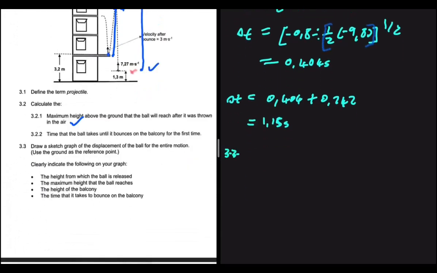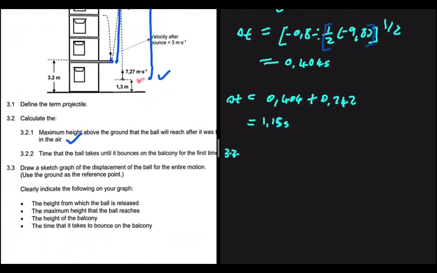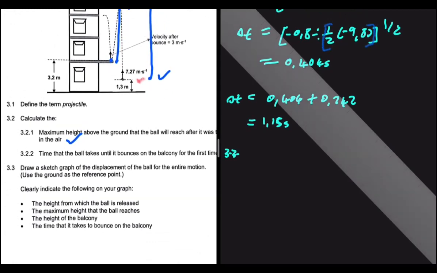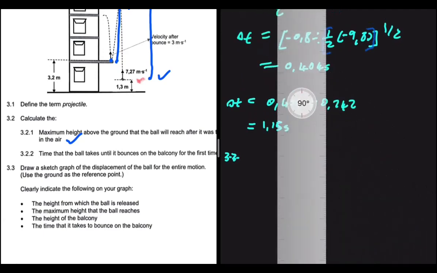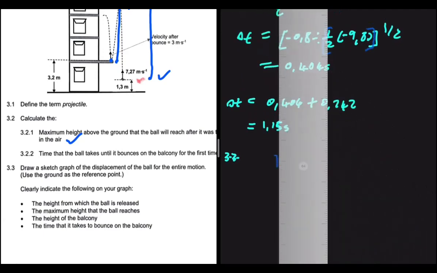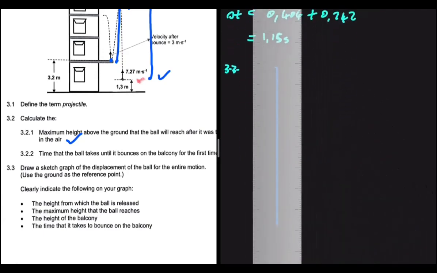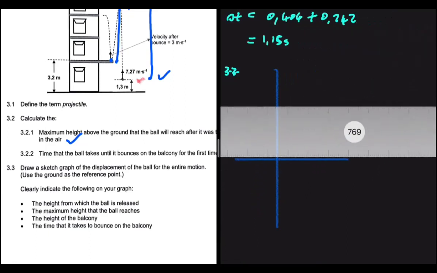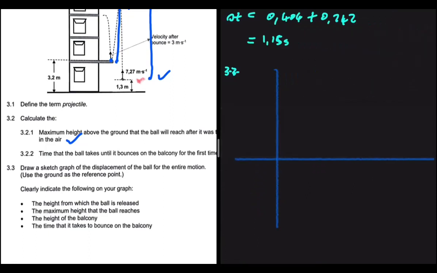3.3. Draw a sketch graph of the displacement of the ball for the entire motion. Use the ground as the reference point. So let's go ahead and sketch our axis. We have the y-axis and we have the x-axis. On the x-axis, we have the time in seconds, and on the y-axis, we have the displacement in meters. We're supposed to sketch the graph of the displacement of the ball for the entire motion.